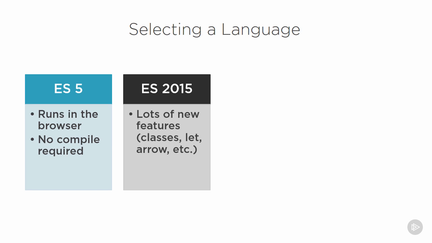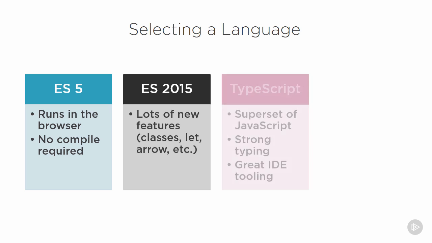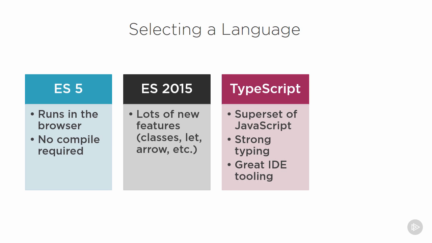If we want to take advantage of some of the new ES 2015 features to improve our productivity, such as classes, the let statement, and arrow syntax, we can write our Angular 2 code using ES 2015. We then transpile our code to ES5 before running it. Another language option is TypeScript. TypeScript is a superset of JavaScript and must be transpiled.